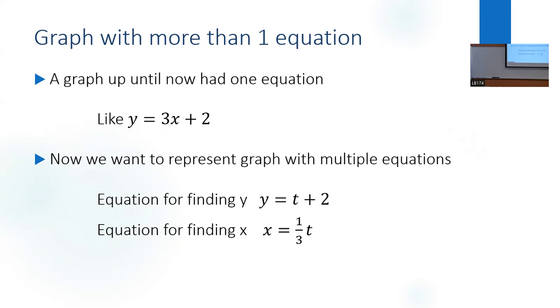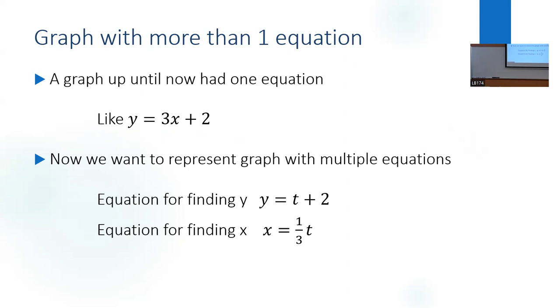Okay. Now what we're going to do is represent that same graph on the Cartesian coordinate system with two equations. We're going to have one equation for finding y and one equation for finding x. And we're going to introduce a new variable called t. Usually it's t. Can be other things as well, but t is probably the most common. And when we input a single value for t, we get an x and a y.